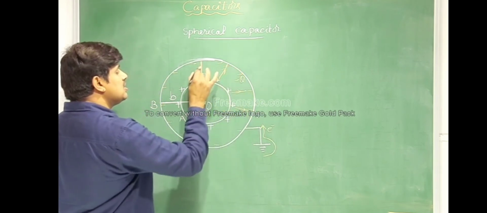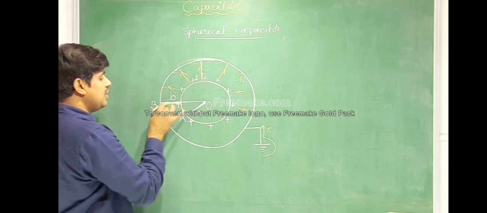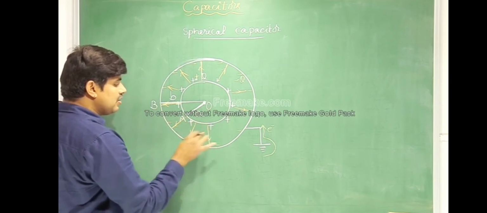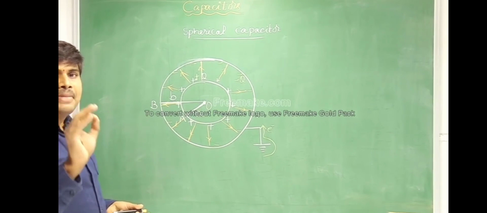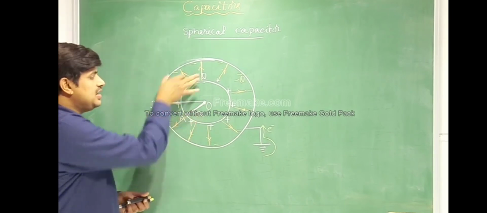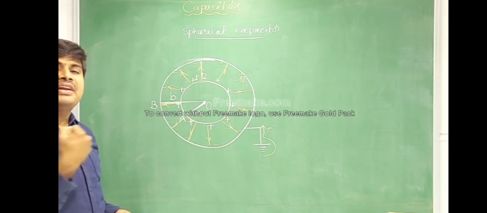This is the direction of electric field. The electric field is directed in this manner. Now the field is limited between these two regions of radii B minus A. The region having width B minus A comprises the electric field and electric field energy.